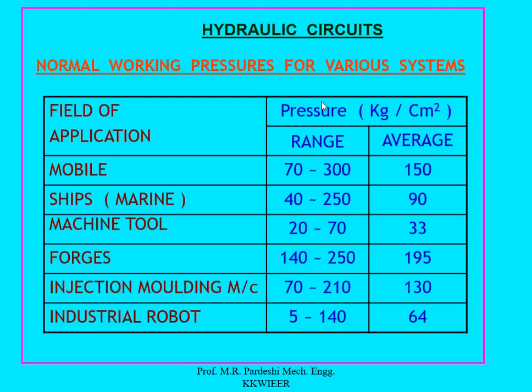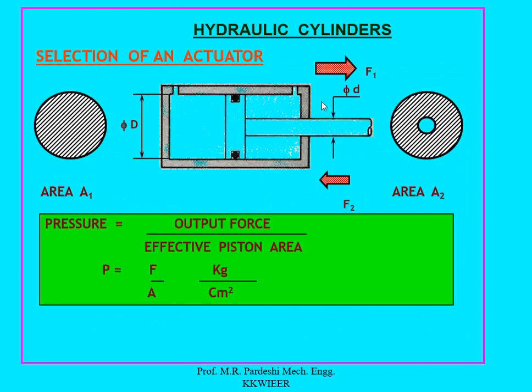The hydraulic circuit again requires the normal working pressure for various systems. So depending on the field of application, we need to decide the range of pressure which is going to be used for that particular area. In mobile applications the pressure range is 70 to 300 bar. In ships it ranges from 40 to 250. Machine tools it is 20 to 70. In forges 140 to 250. In injection molding machines it is 70 to 210, and in industrial robots it is from 5 to 140 bar. These are the ranges normally used when designing a hydraulic circuit.